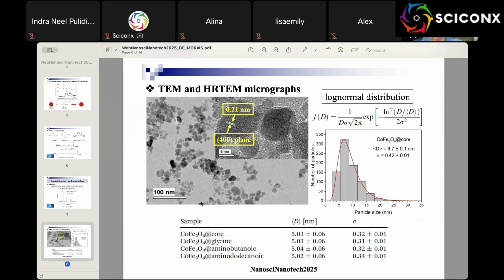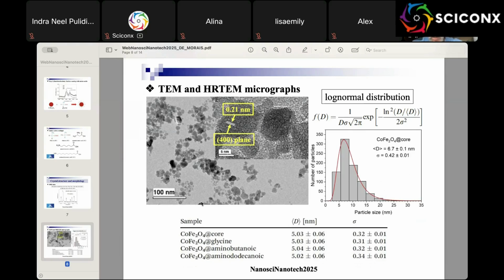Size dispersity is about the same. And likewise, if you look at that aminobutanoic acid coating, it's the same mean size and roughly the same size dispersity. And finally, with the thickest coating, which is the aminododecanoic acid, the mean size is about 5 nanometers, and the size dispersity is pretty much within the range of the rest, so within the error.